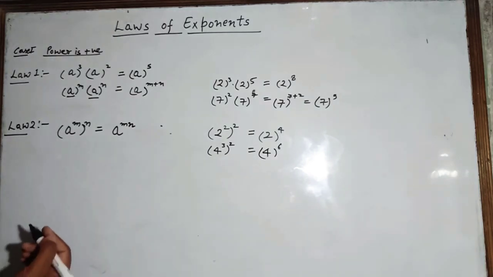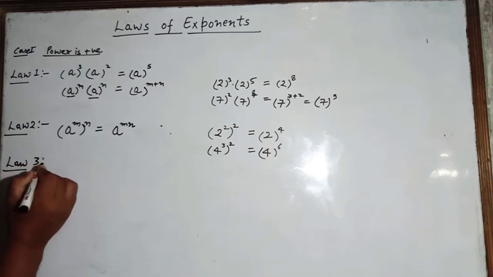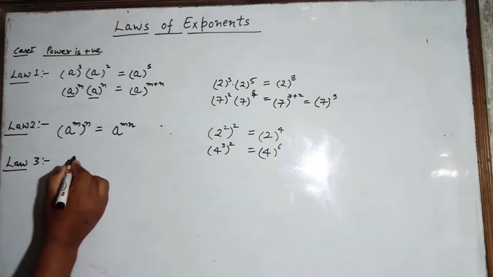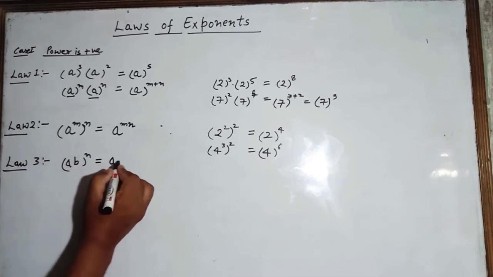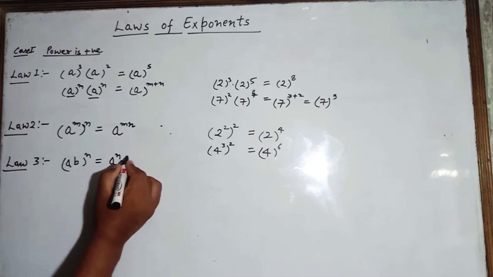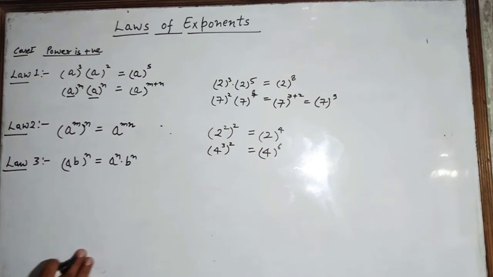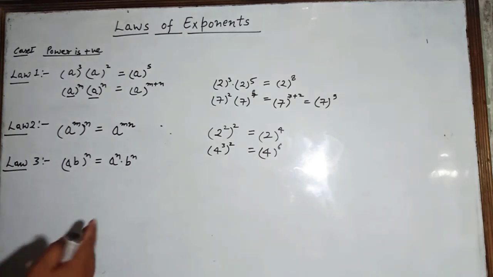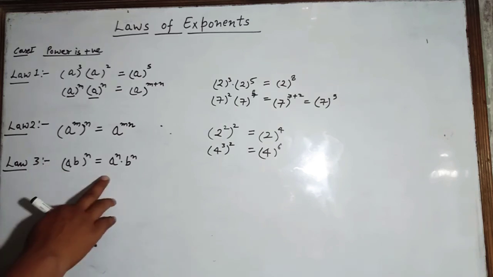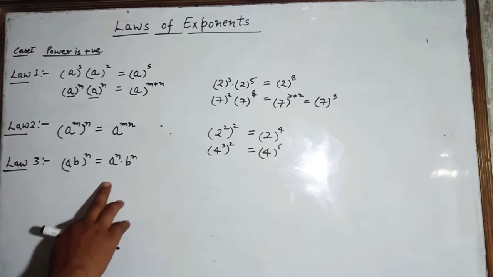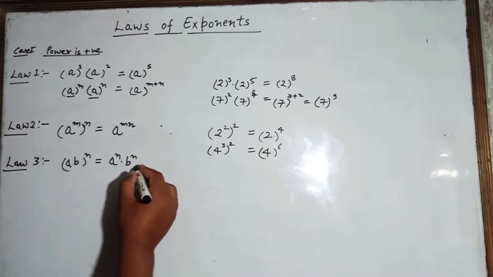In the same way, the third law says that a b to the power n will be equal to a to the power n dot b to the power n. What does it mean? A can be any rational number and b can be another rational number other than a. So it will be a to the power n, whatever the power is, dot b to the power n. How can we understand it?